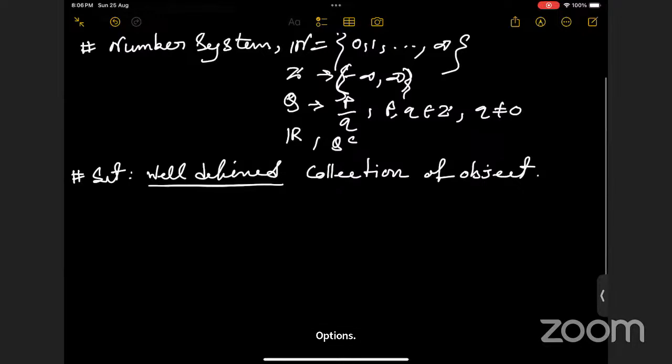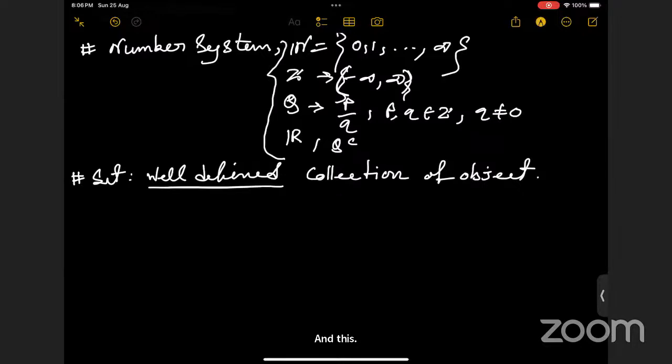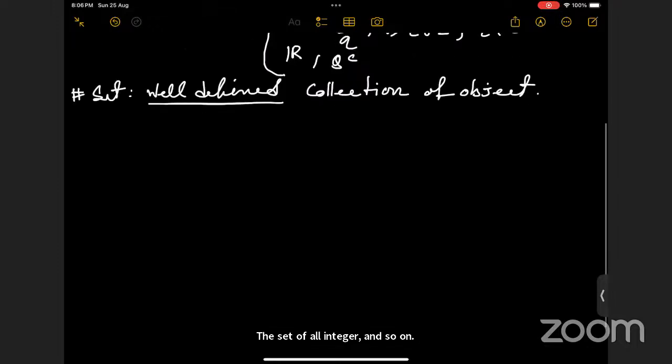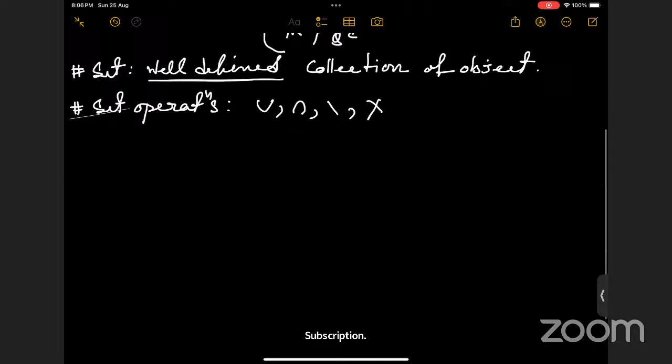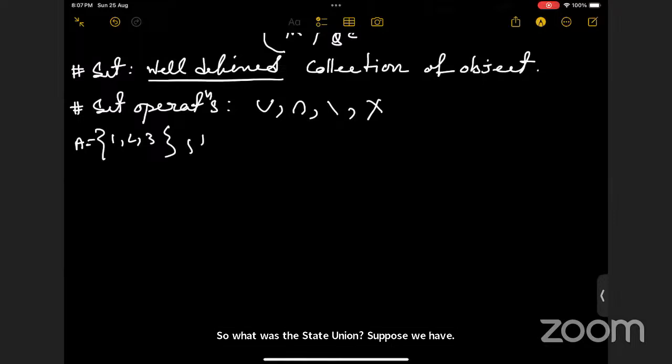And all these are sets, right? The set of all natural numbers, the set of all integers, and so on. These are examples of sets. Then we know the set operations, right? Union, intersection, subtraction, cross product. So what was the set union? Suppose we have A equals 1, 2, 3, B equals 3.